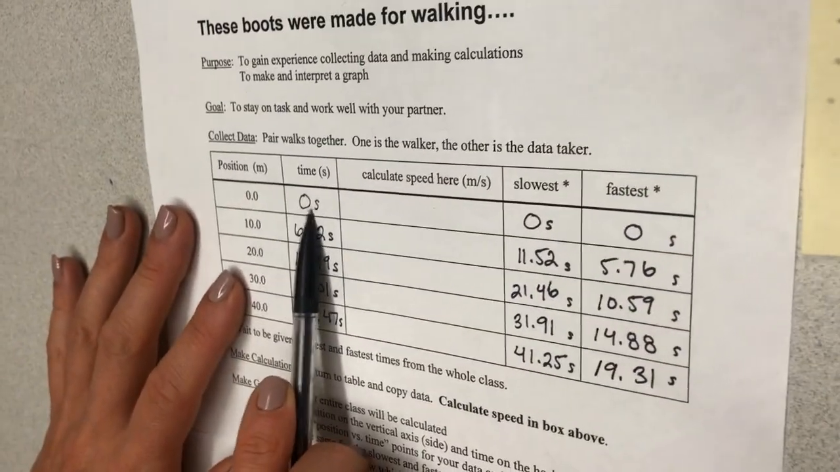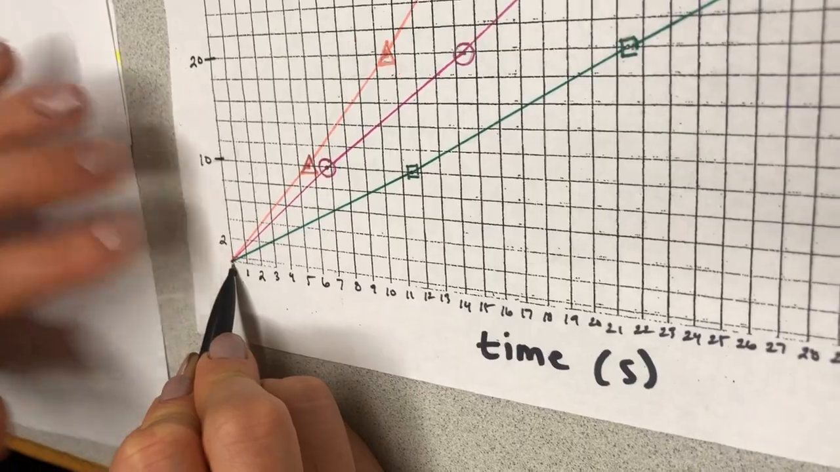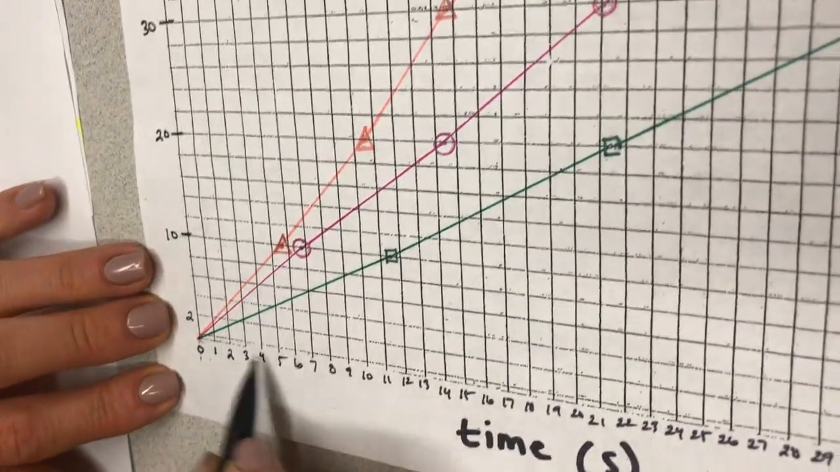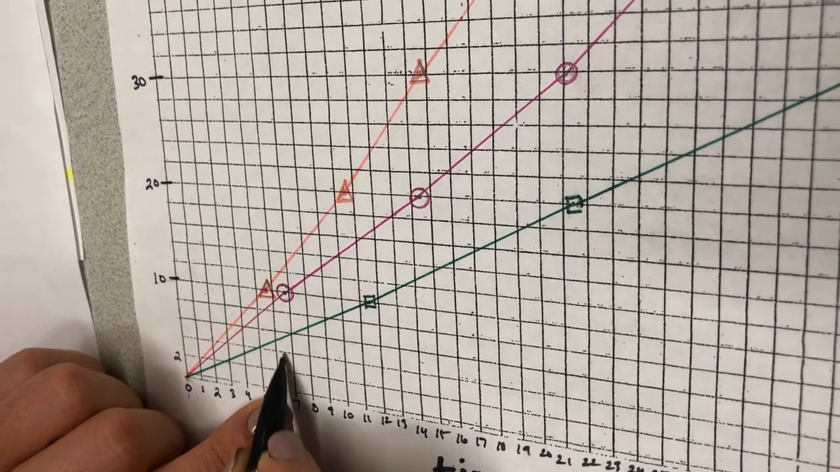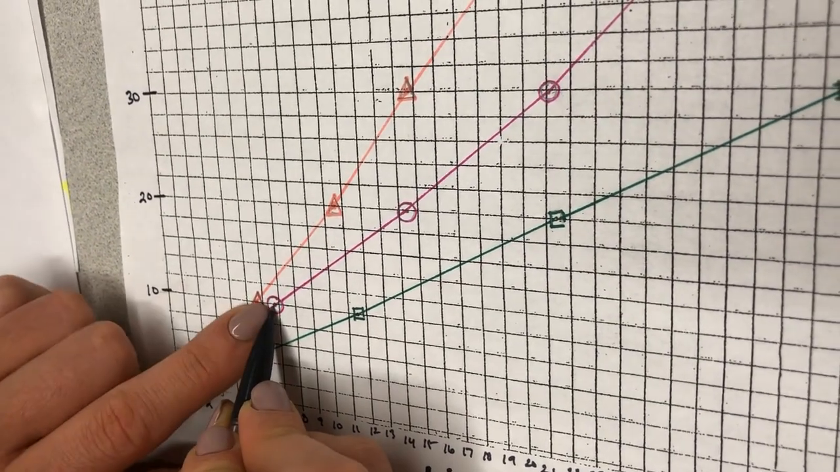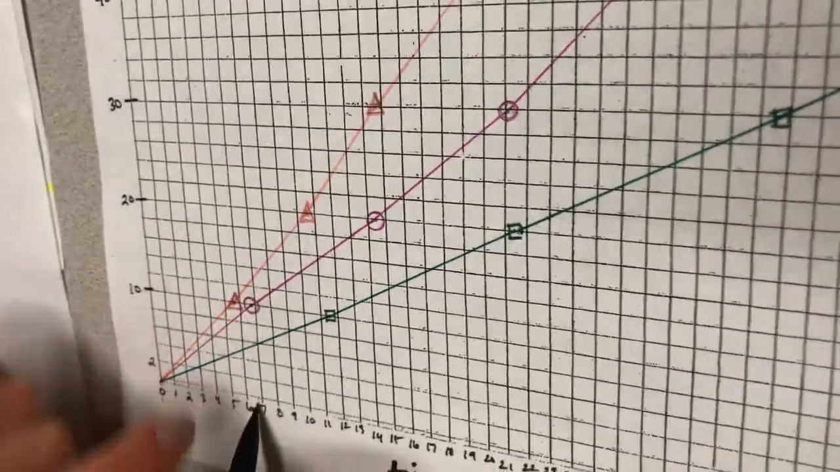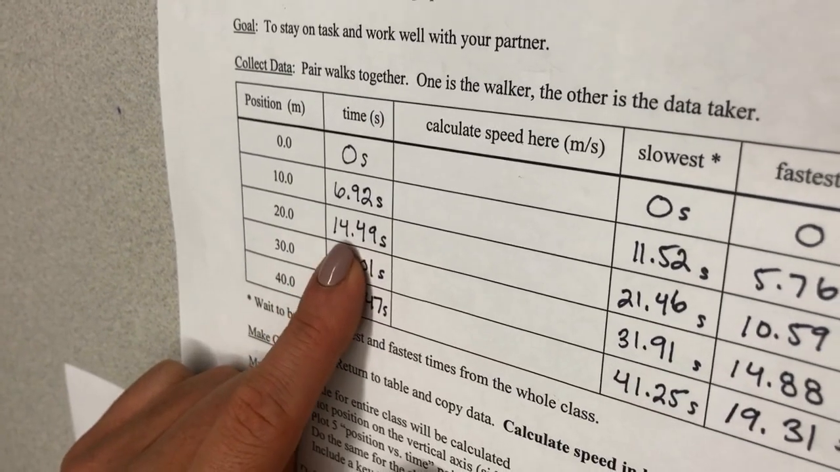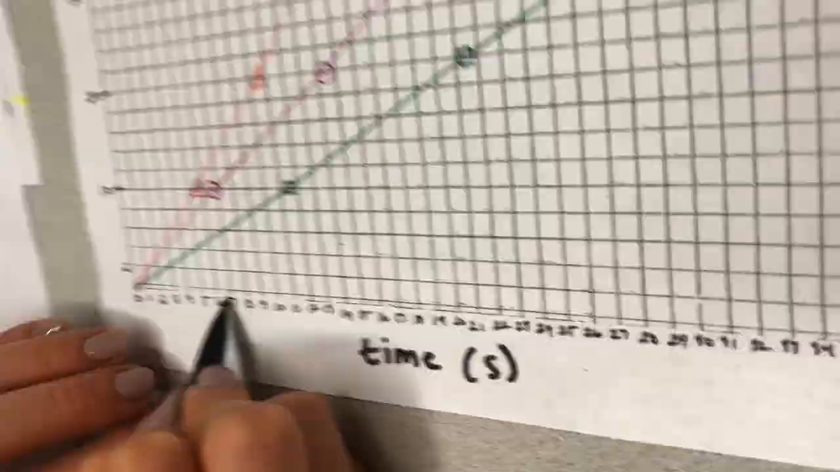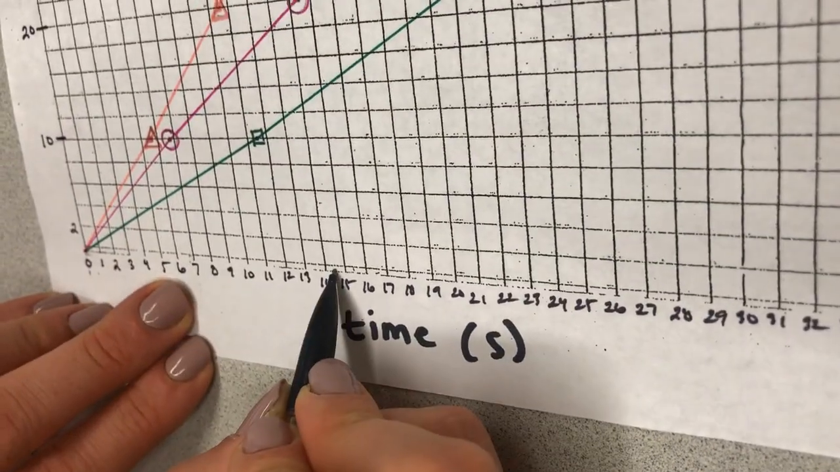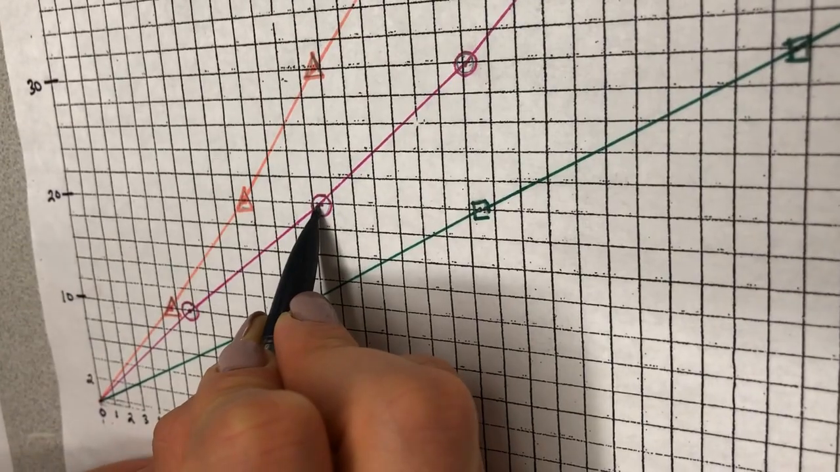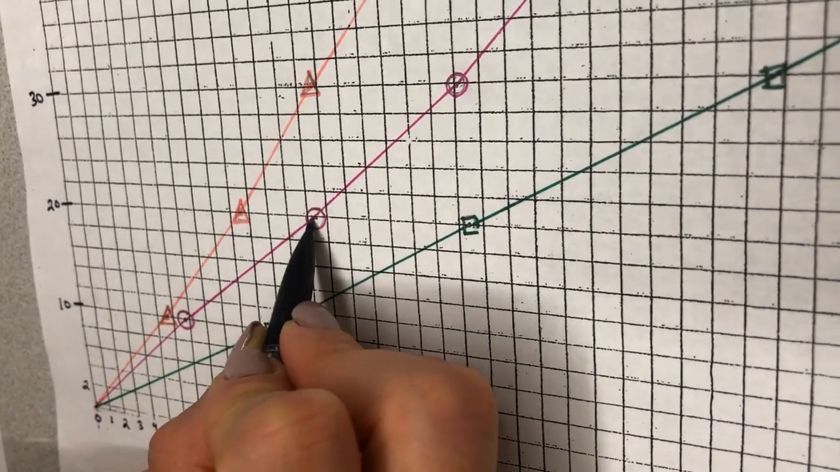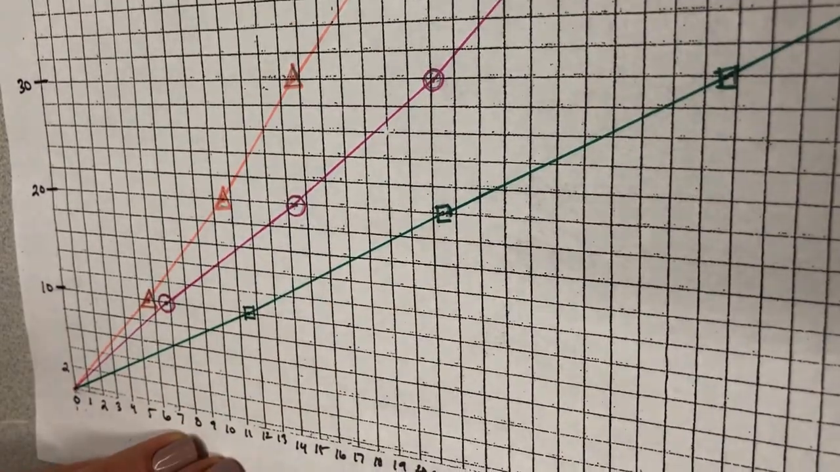So I start at 0 seconds at position 0, so that's gonna be right here in the corner. And then I went 6.92 seconds for the first 10 meters. So I go 6.92 right here, and then I go up to 10 right there. Looking back at my data, at 20 meters I went 14.49 seconds. So 14.49, that's right around here, and 20 meters was right there. So you guys can see how I took the data over here and I graphed it.